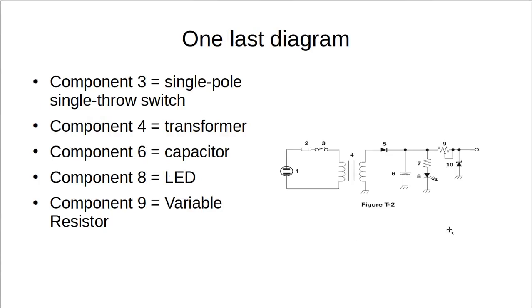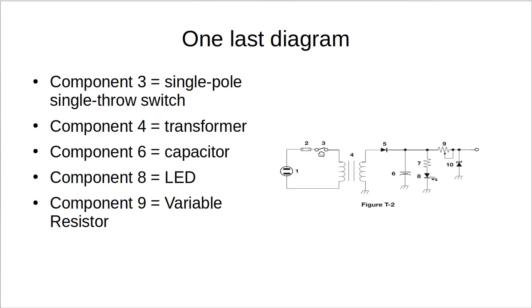One last diagram. This is figure T-2. So first let's look at component 3. Component 3 is what we call a single pole, single throw switch. And that's quite a mouthful, but I have it written here. Single pole, single throw switch. What is a single pole, single throw switch? Oh my goodness. Well, if you look at it, you can probably tell it's a switch. It looks sort of like a light switch.